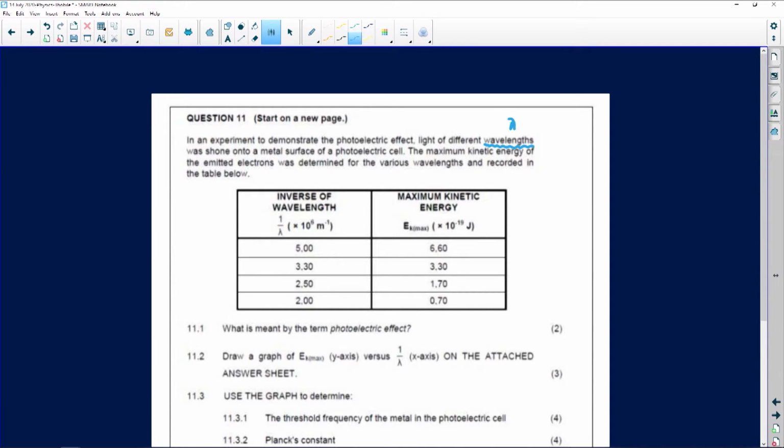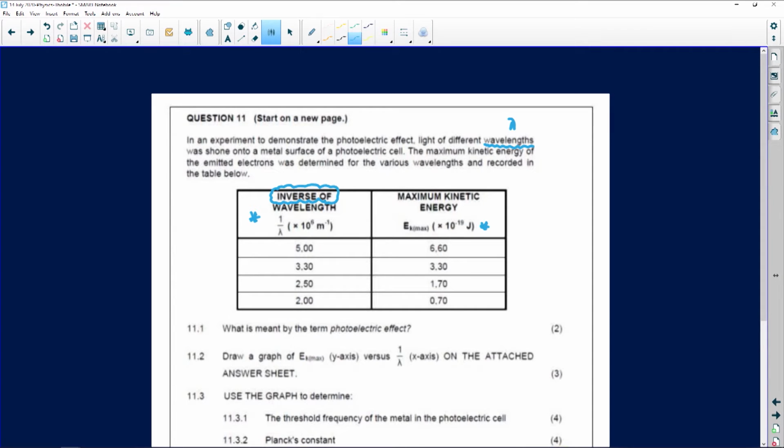The maximum kinetic energy of the emitted electrons was determined for the various wavelengths and recorded in the table. Let's look at this table first. I can see the inverse of the wavelength. The word inverse is very crucial here because remember, if they say inverse, then it also means you can do the reciprocal or tip and tap. I can see it's 1 over lambda times 10 to the 6. Then I've got the maximum kinetic energy, and it is times 10 to the negative 19.